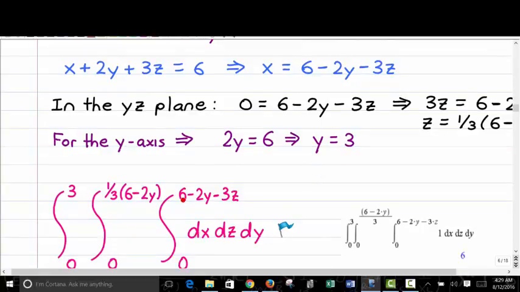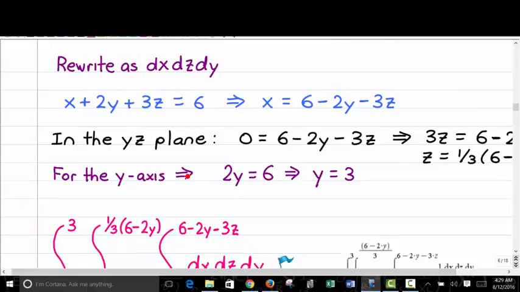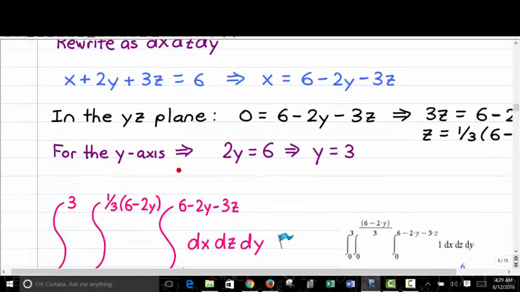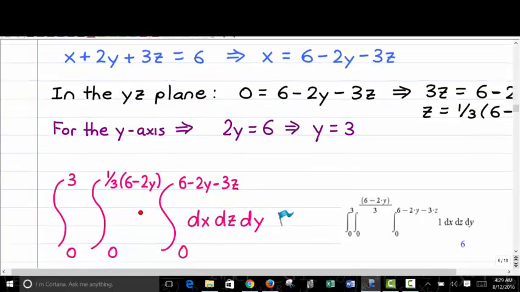And then once x is done, you let x be 0, and you solve for z, the middle one, in terms of the outer one, y. So solving z in terms of y. So if x is gone, you have 2y plus 3z equals 6. So z would equal 1/3 times 6 minus 2y. And the outer limits is y. So 2y equals 6 means its intercept's 3. So it's going from 0 to 3.